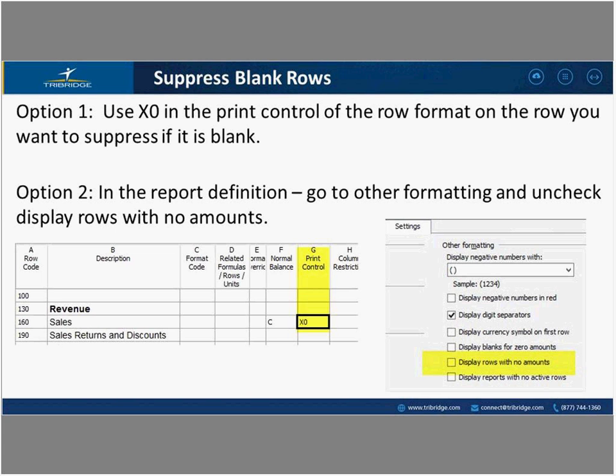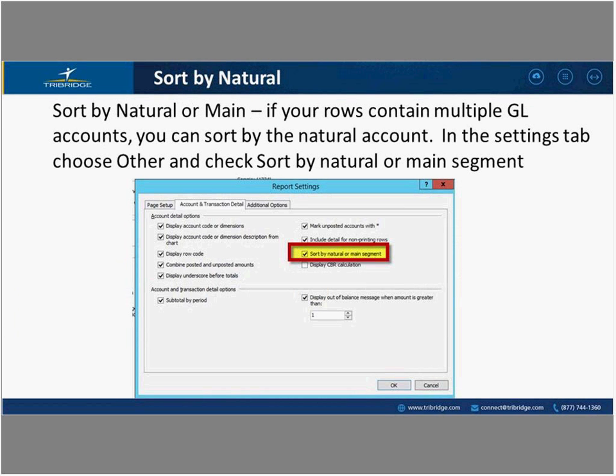We'll take a look at that in Management Reporter in a minute. Another feature is that we can sort by our natural account when rows contain multiple GL accounts. What this means is if we've used a range when we've specified accounts in our row, we can check this option and it'll show those accounts in natural account order, regardless of which order we've entered them in.